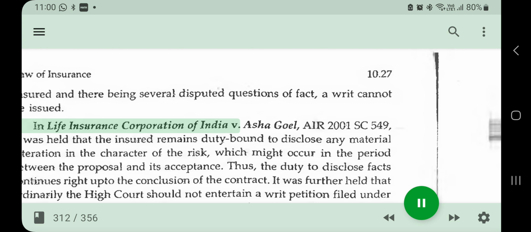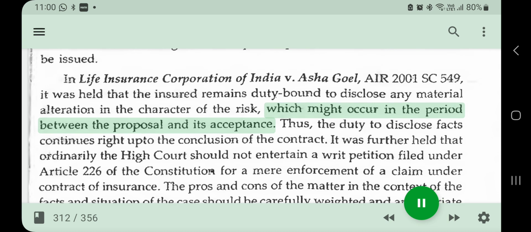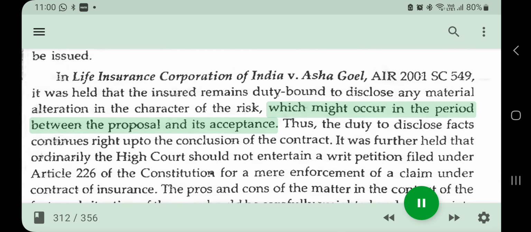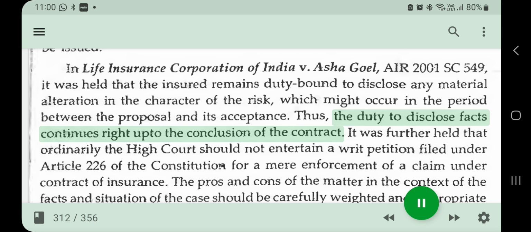In Life Insurance Corporation of India vs. Asha Goel, AIR 2001 SC 549, it was held that the insured remains duty-bound to disclose any material alteration in the character of the risk which might occur in the period between the proposal and its acceptance. The duty to disclose facts continues right up to the conclusion of the contract.